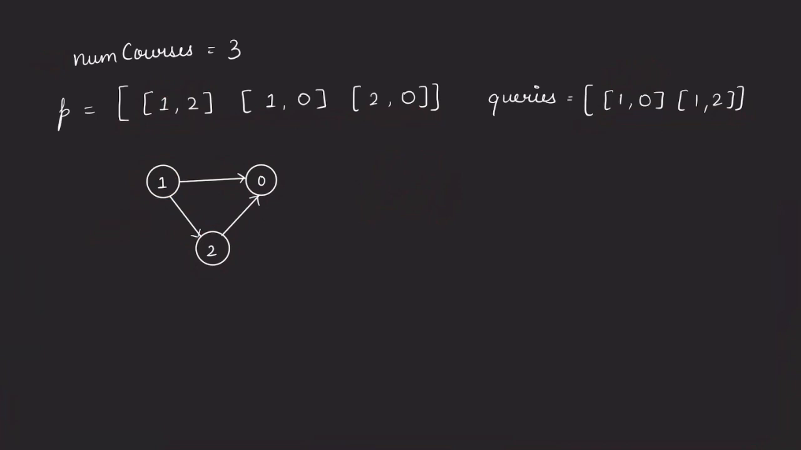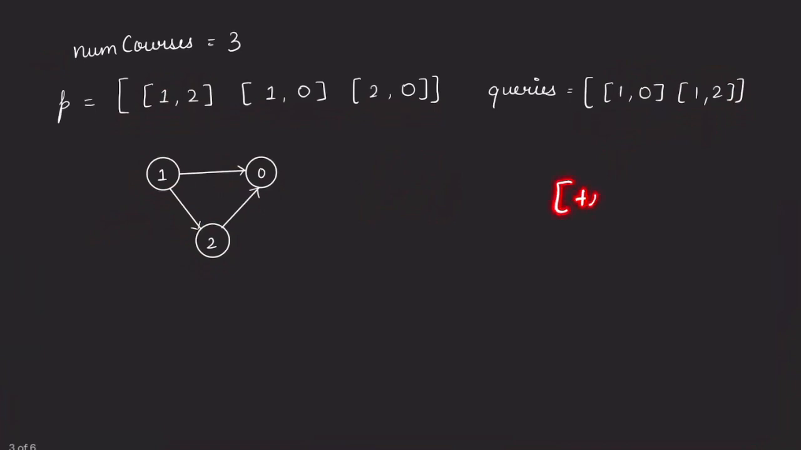Now if we try to find out the answer of this query, what is it asking? For course 0, is 1 a prerequisite? We can see that yes it is, so the answer will be true. And if we check for this one, for course 2 is course 1 a prerequisite? Yes it is, so the answer for this will also be true. So you will return a two length array containing both the values as true. This is what the question is asking us to do.